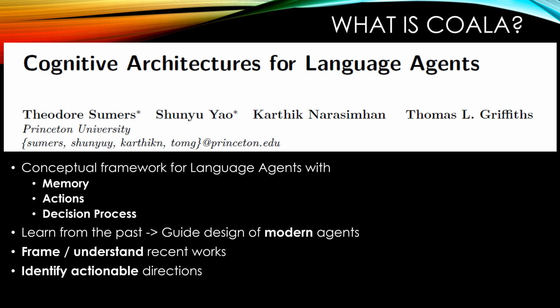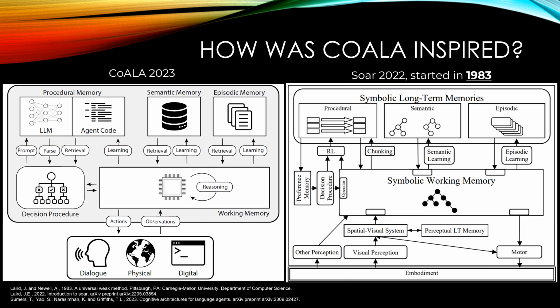They aim to learn from the past to guide the design of modern agents. They start off by organizing recent agent research by mapping their components onto the CoALA framework. From there, they identify gaps in current research and propose actionable directions. To better appreciate how important historical developments were, let's compare CoALA and SAW side by side. We'll go into CoALA later, but look at the similarities and how much was really thought through in the past.